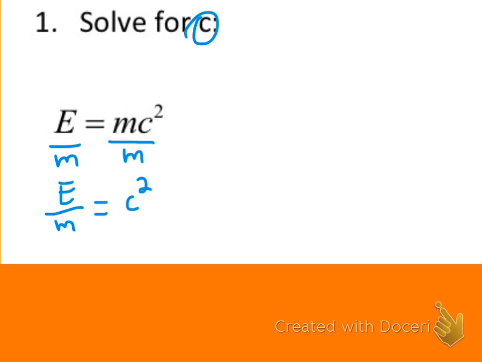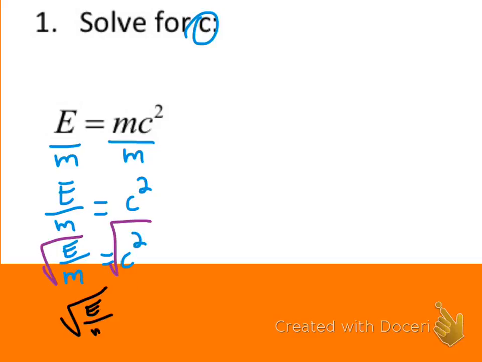I still want to get the c by itself because that's my goal. So I want to do the opposite of squaring. What is the opposite of squaring? Well, taking the square root is the opposite of squaring. So I'm going to take the square root of both sides. Now I have the square root of e divided by m equals the square root of c squared. The square root of something squared, those are opposites, so they'll cancel out. That will leave me with just c equals the square root of e over m. Now I've got the c by itself. That's the answer to my literal equation.